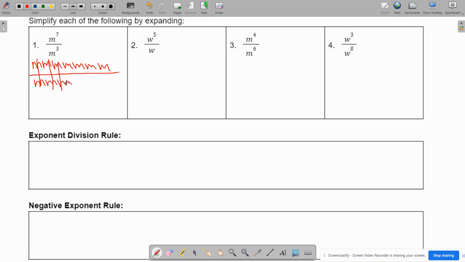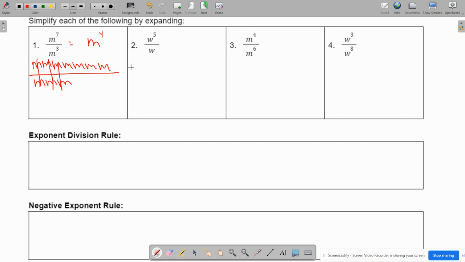So you can envision that up top we have a 1 over 1. And then we're left with m times m times m times m, which is m to the fourth. And on the bottom, this is just a bunch of 1's multiplied together, so it's m to the fourth over 1. And we can just say that our final answer is m to the fourth.